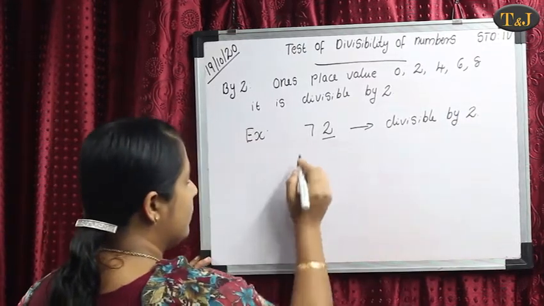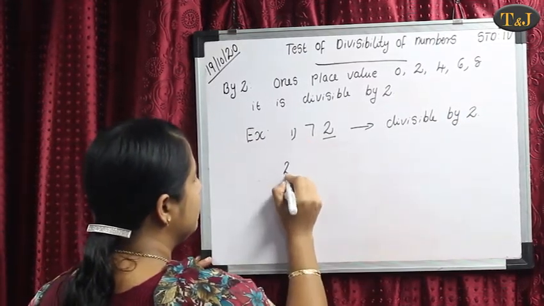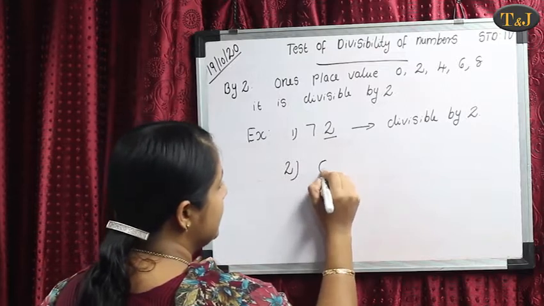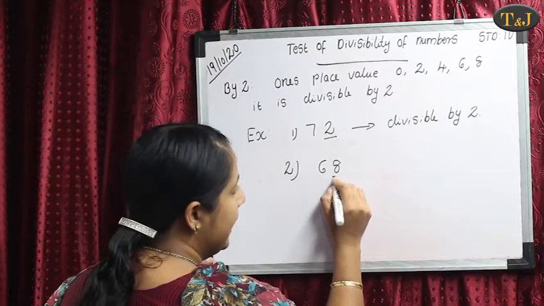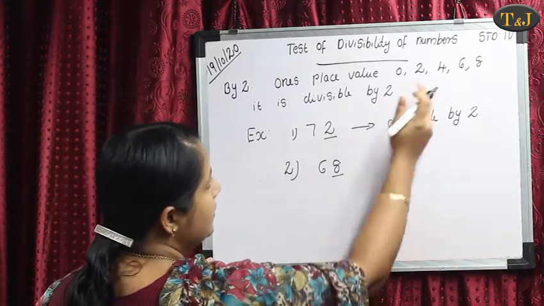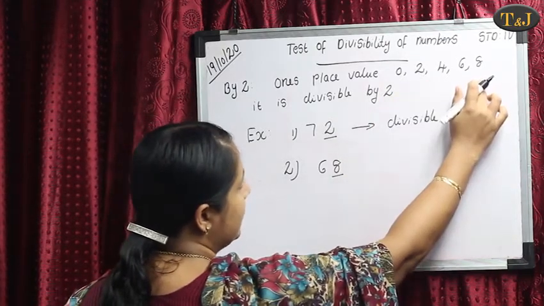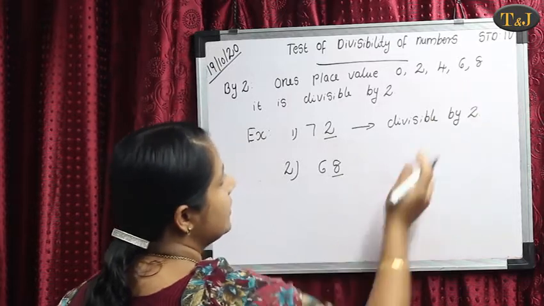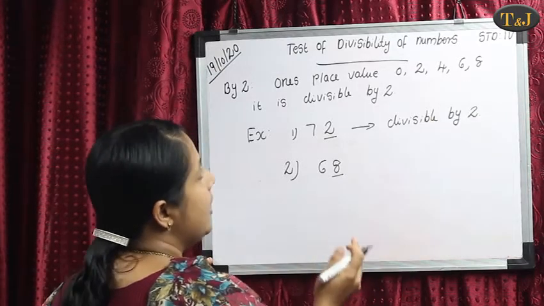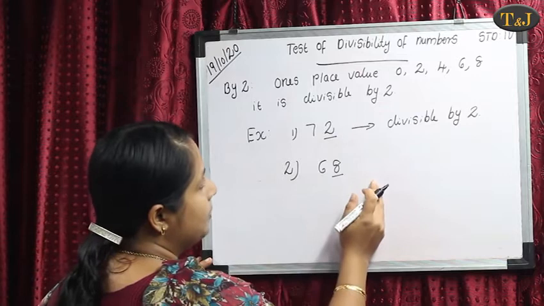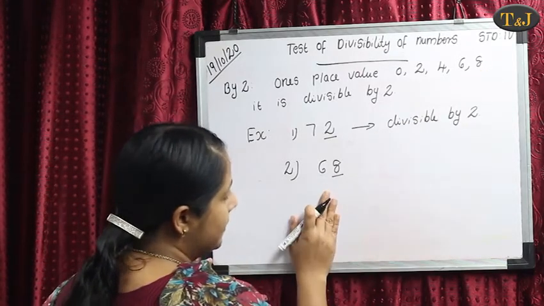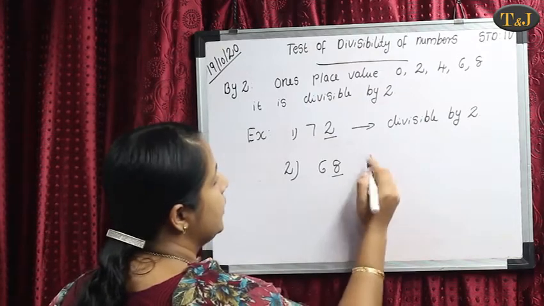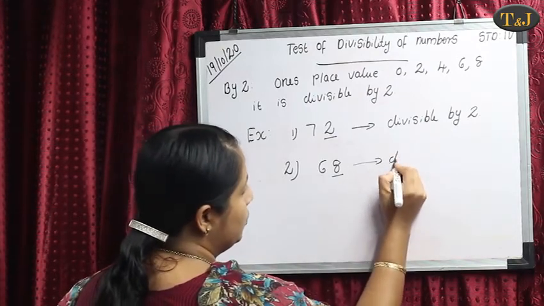Okay, then another example. Consider the number 68. Here the ones place value is 8. So the ones place value is in these conditions: 0, 2, 4, 6, 8. It is divisible by the number 2. So 68 has ones place value 8, and it is divisible by 2.